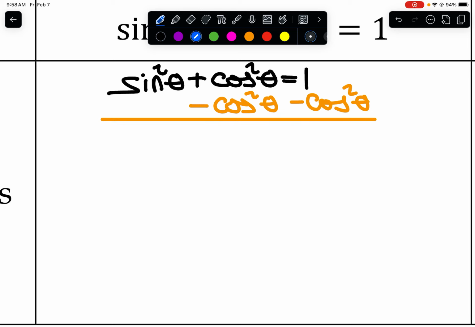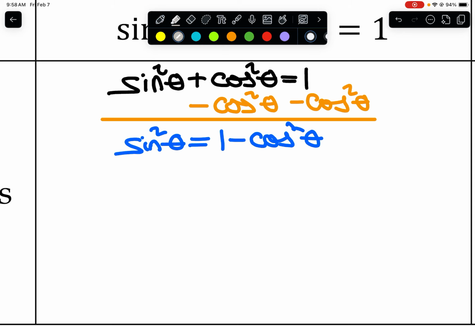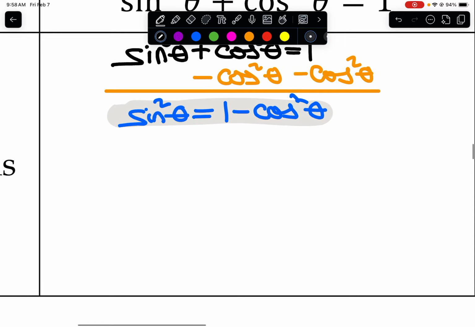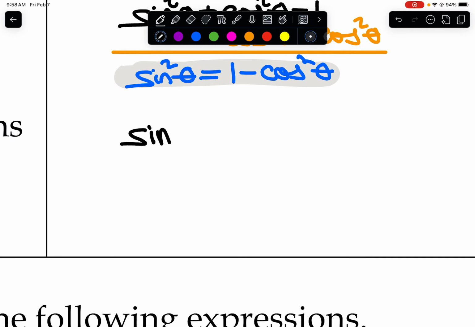So when you subtract on both sides, we get sine squared theta equals 1 minus cosine squared theta. So this is going to be one variation. And then we're going to do another variation. So I'm going to repeat the same process.